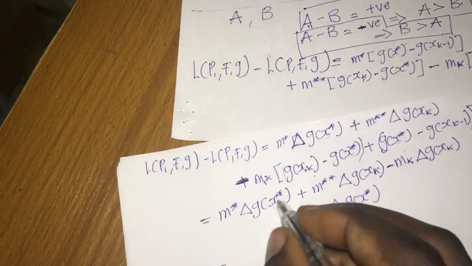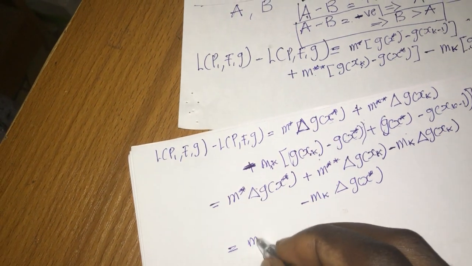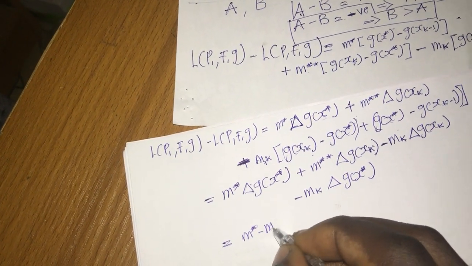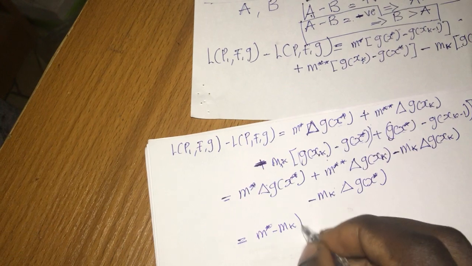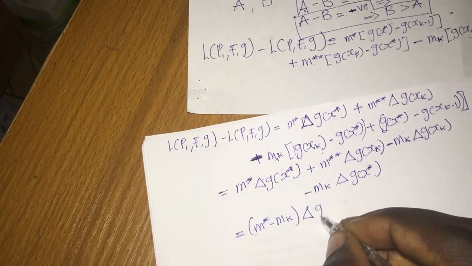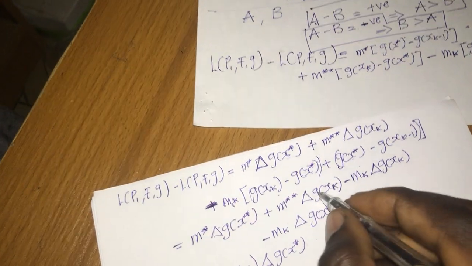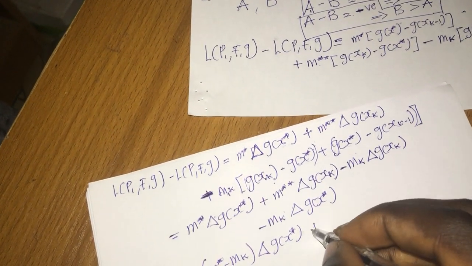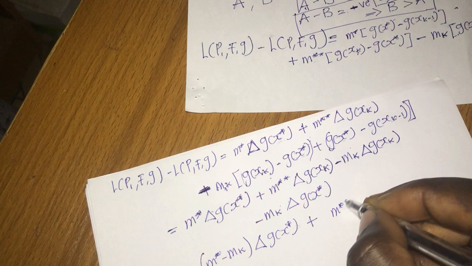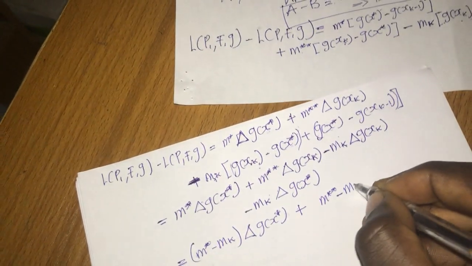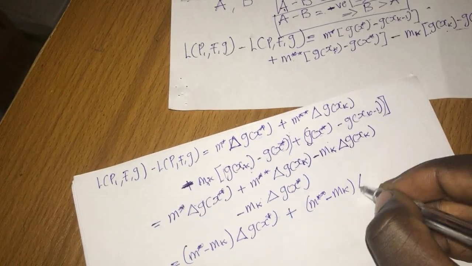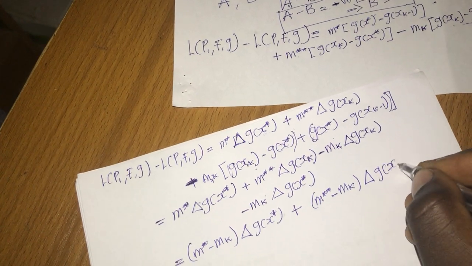So for me now we can factorize. Abi? Because if you look at these two, they are having the same thing. So we have M star minus MK because they're having the same thing. So we can have it as delta G X star. Abi? Now look at this and this now. They're having the same thing. So we can say plus M star minus MK. Abi? Delta G X K.